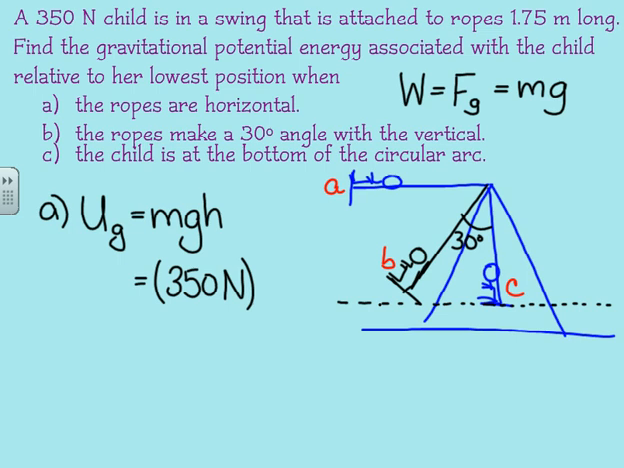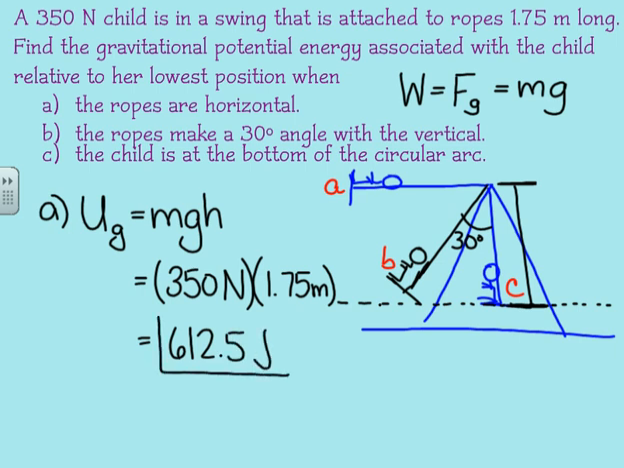Then I have to plug in a height. Well, this child in swing position A is 1.75 meters above the reference level. You can see that because 1.75 meters is the distance from here to the reference level. It's the length of the swing, and that's how high off the ground that kid is. So 1.75 meters is what I will plug in here. When I multiply 350 and 1.75, I get 612.5 joules. That's the amount of gravitational potential energy this child has at this point.